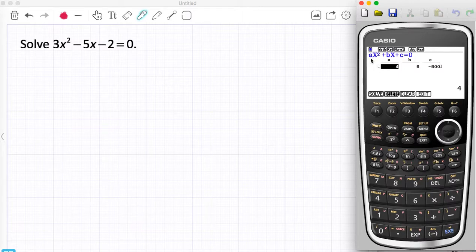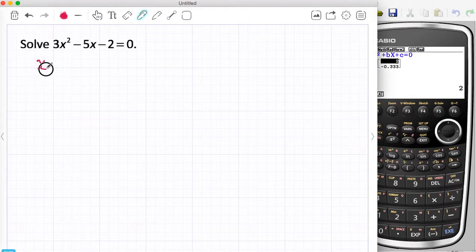Now it asks me for the a value, which is the number in front of x squared, 3. It asks me for the b value. Now the b value is not 5, it's negative 5. And the c value likewise is negative 2. And it's got to be equal to 0 for me to solve it. So I've got all those, and I'm going to solve it. And straight away I've got my answer, which is great. x equals 2 and x equals negative a third.